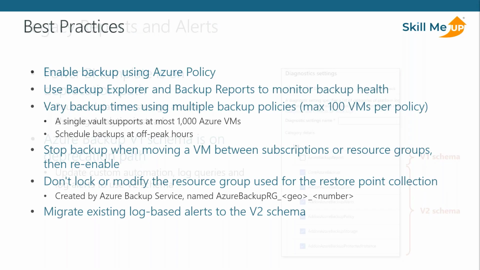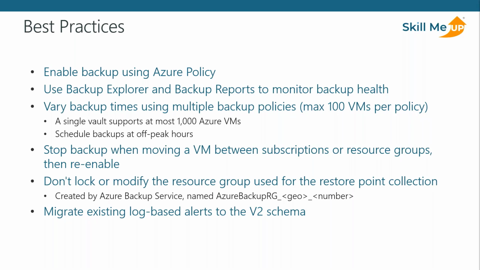Best practices, last items on Azure Backup here. Enable it using policy. I think that's a great way to enable it. Enable Backup Explorer and Backup Reports. Again, there's policy to enable the Backup Report configuration, to make that easy for you. Spread out your backup times by using multiple policies, at most 100 VMs per policy, so that you don't get throttled on the upload and make your upload very slow. Schedule them in off-peak hours as well. That can also help in terms of your VMs. If you're moving a VM between subscriptions or between resource groups, you should stop the backup and re-enable it afterwards. That's the best way to do that.